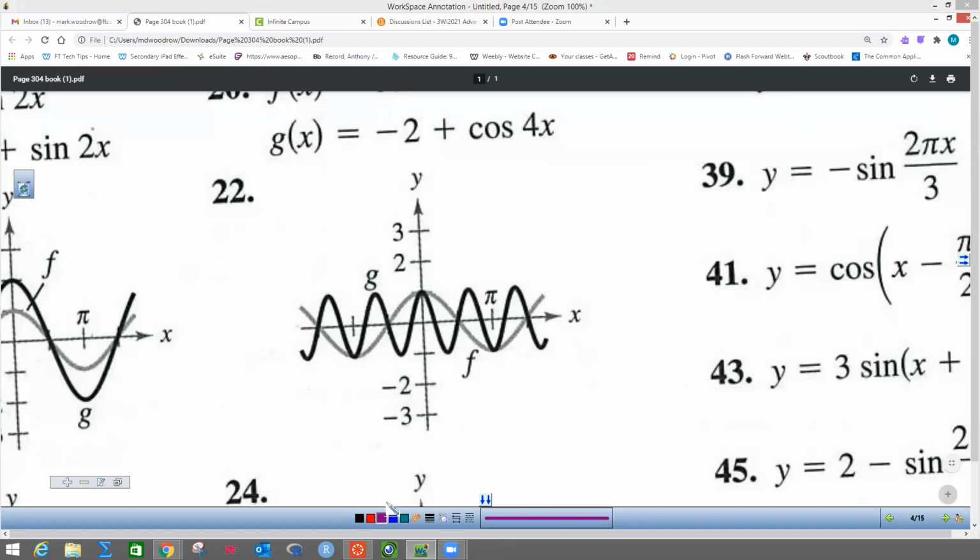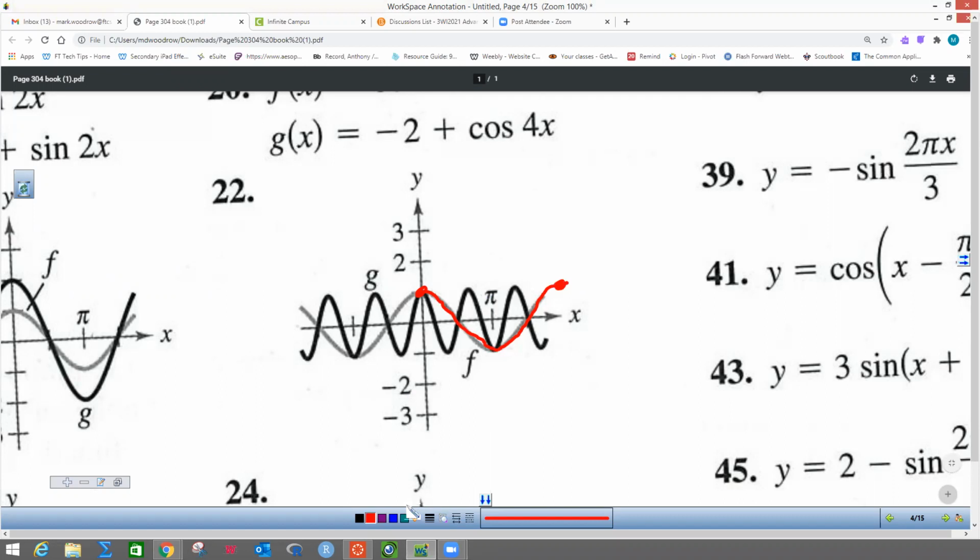On the light gray one, I'm at a max. I come down here and I go to a minimum, and I'm going to go back up here, and I hit a max back up here. What is that right there? From max to max, what is that called? Anybody know? That's a period. That is a period, right?